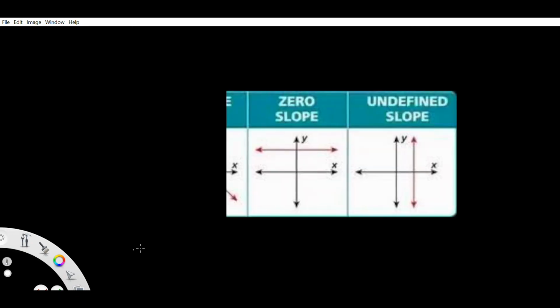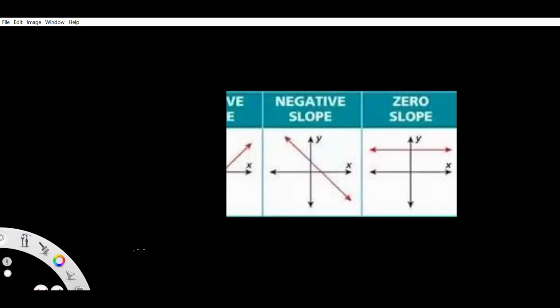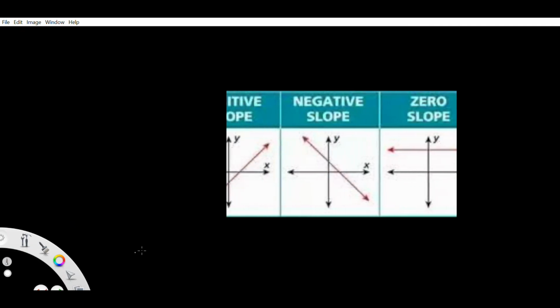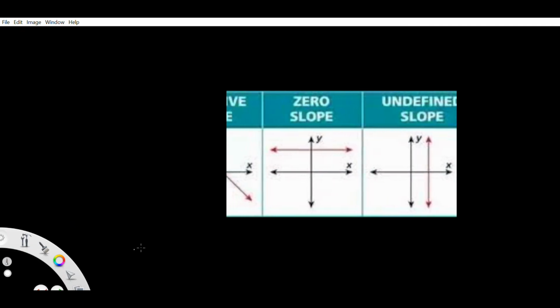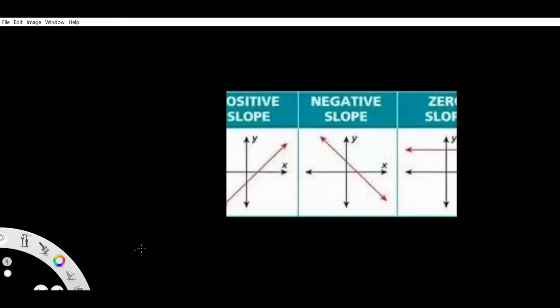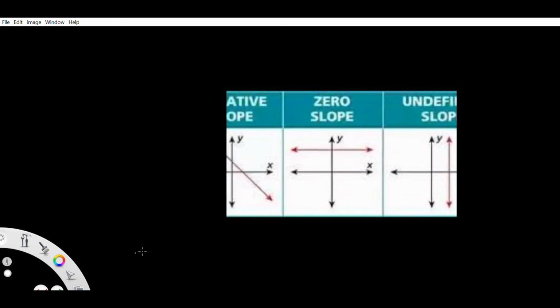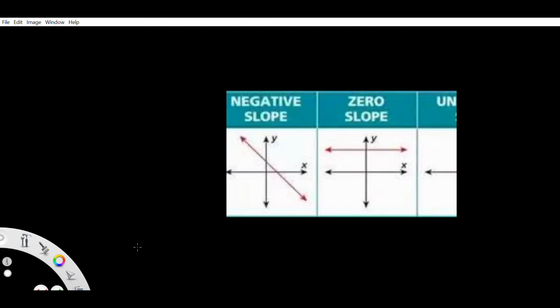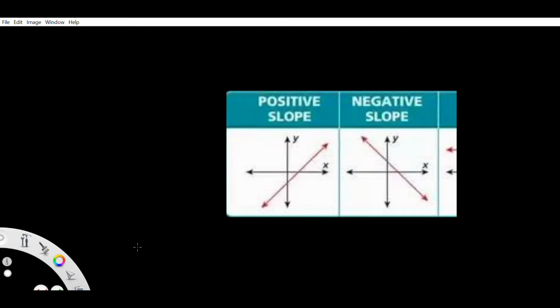So here's a picture of all of the slopes. So we have the positive slope, where the line rises from the left to the right. We have the negative slope, where the line falls from left to right. The horizontal slope, where the line actually travels horizontally, or zero slope. And undefined slope, where the line is vertical, like said before.